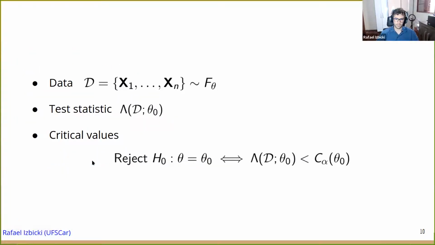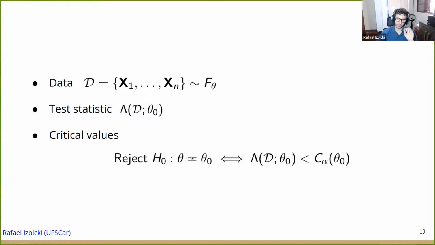So, the setup we have is that we have data, which we assume consists of n data points. This is the data that is going to be observed. We assume they are IID, and they come from a distribution f theta. I'm denoting a test statistic by lambda. That's the test statistic we're going to use to test this precise hypothesis.